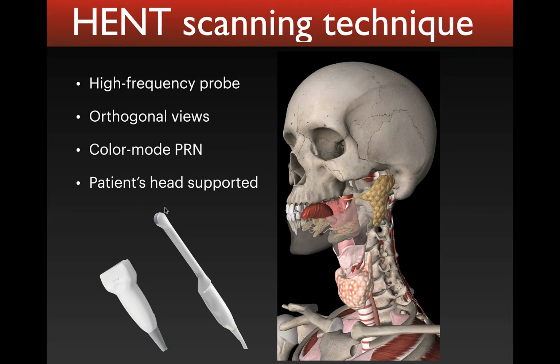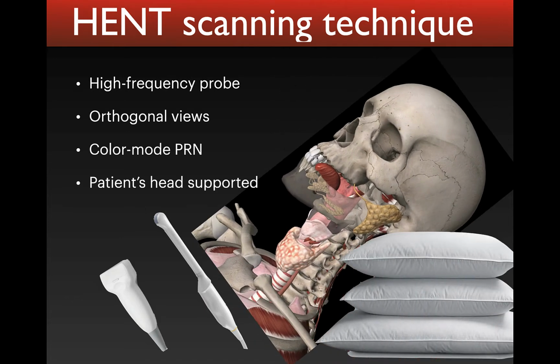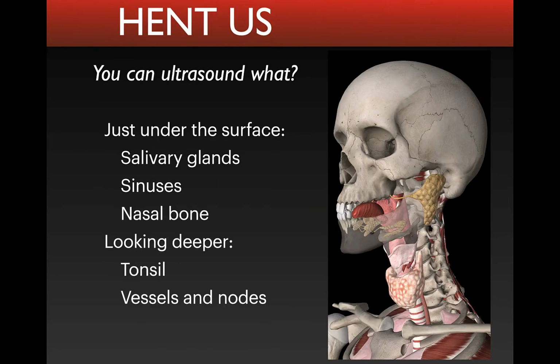You can use Doppler in order to determine if a dark area is a vessel or if it's a fluid collection. And you want to make sure that this patient's head is nice and supported so that they're not having to use their muscles to push against your hand, because your hand's going to be anchored on their face in order to make sure this ultrasound probe is nice and steady and that you're not pressing too hard on inflamed areas. So we're going to talk about salivary glands, sinuses, and nasal bones, and then some deeper ultrasound of the tonsils and the vessels.